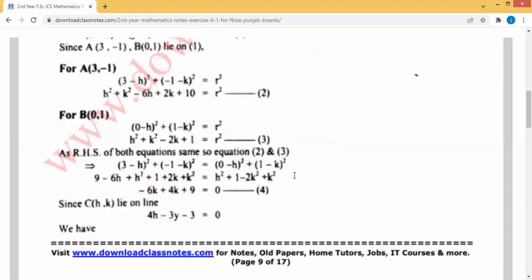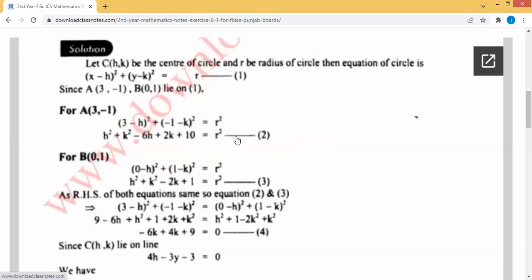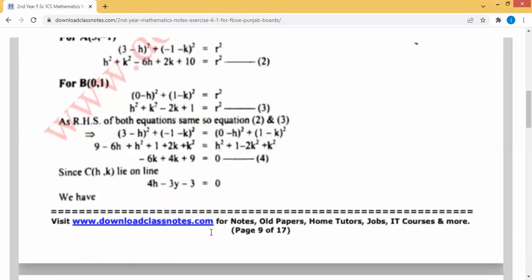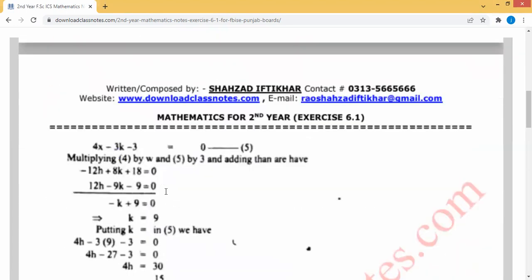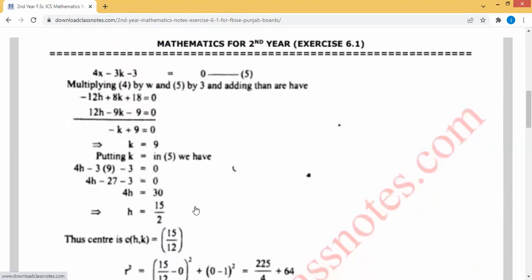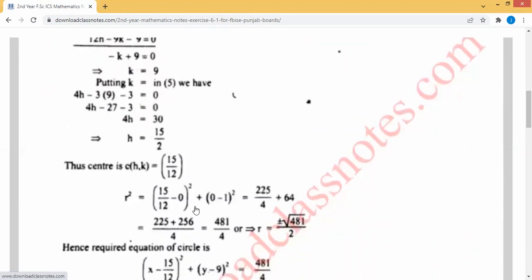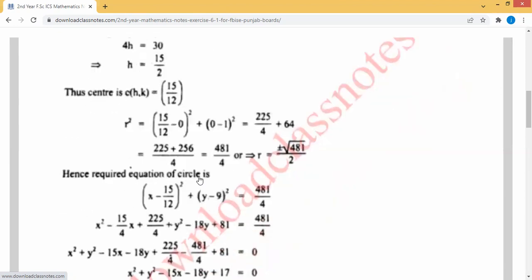After this, just compare भी कर सकते हैं क्योंकि right hand side दोनों के equal हैं, radius square, तो यहाँ पे एक general equation आ जाएगी that is this one जो कि 4h minus 3y equals to this one. तो ये पहली equation आ गई, फिर simultaneously solve करके मैंने k की value और h की value find कर देनी है. k और h की value जो है मेरे पास ये center आ जाएगा और उससे मैंने radius की value find कर देनी है.